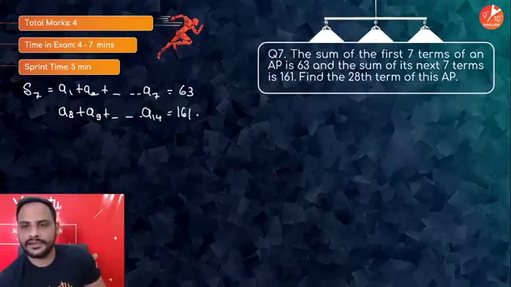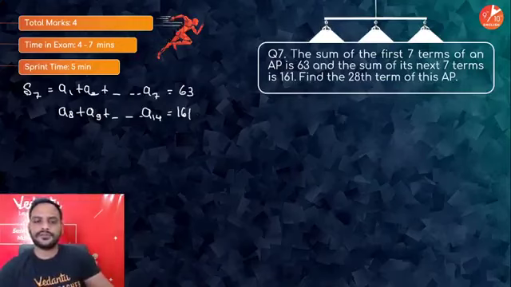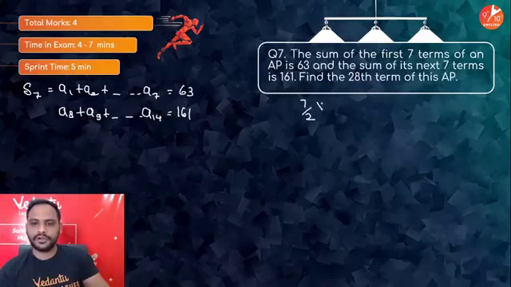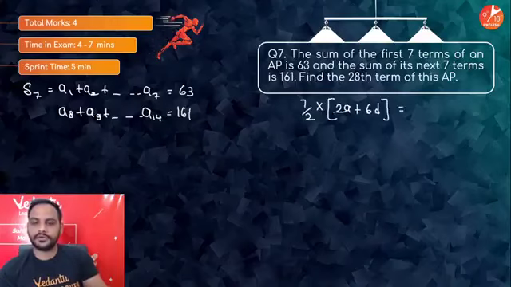Right? So they are saying find the 28th term of this AP. Now dekho beta, I know sum of the first 7 terms is equal to 63. So here I can use the formula, sum formula, that is n by 2 into 2a plus 7 minus 1 is 6d. N by 2 into 2a plus n minus 1 into d is equal to, what is the sum of 7 terms? 63. Right? Sum formula for this part.